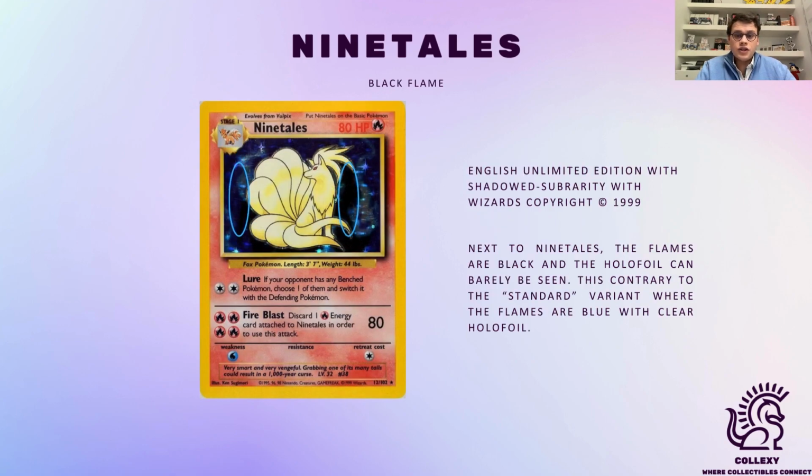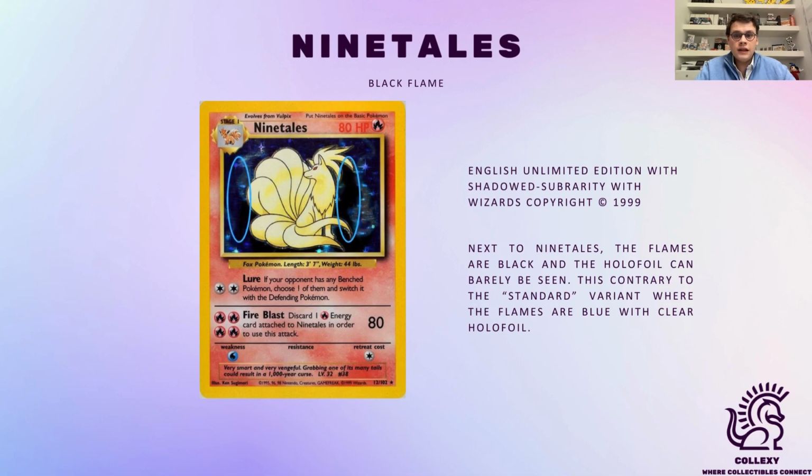This is a second variation of Ninetales. This is called the Black Flame Ninetales. This is a lot more difficult to spot than other errors like we saw with Blastoise and with Machamp, etc. This is very similar to the English Unlimited Edition with Shadowed subrarity with the Wizards of the Coast copyright year of 1999. What the difference here is that the flames next to Ninetales, as we can see on the card, are a lot darker. And by darker, I mean that it's very difficult to see the holofoil in those flames.